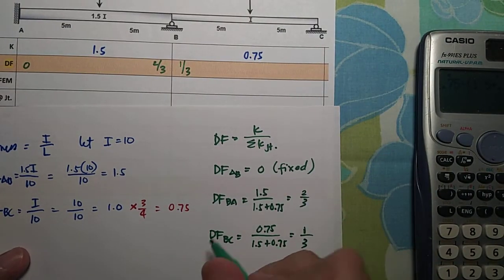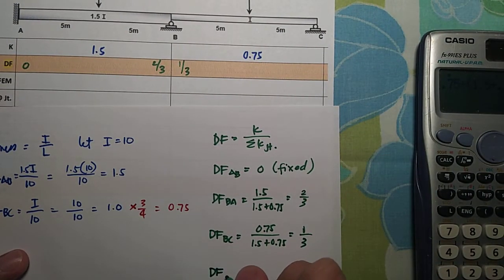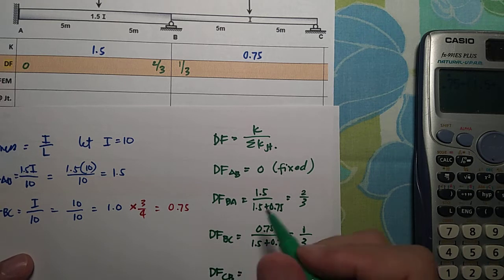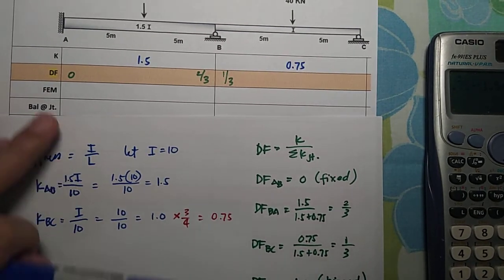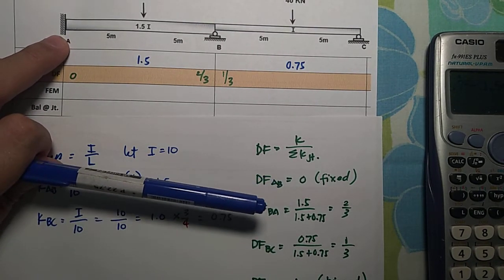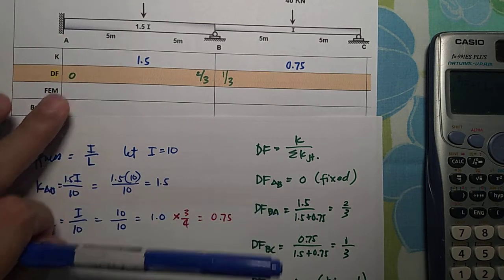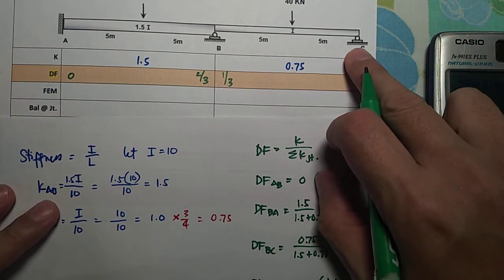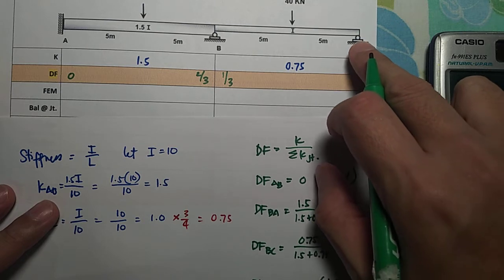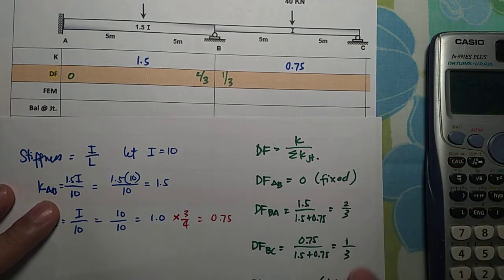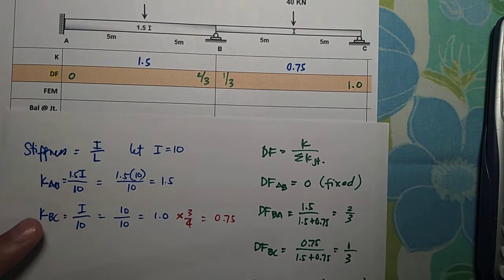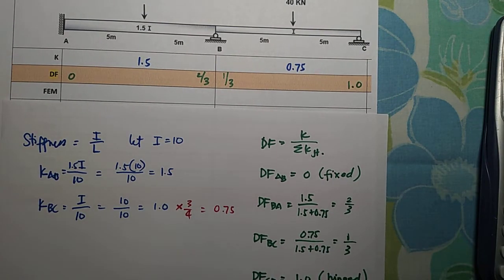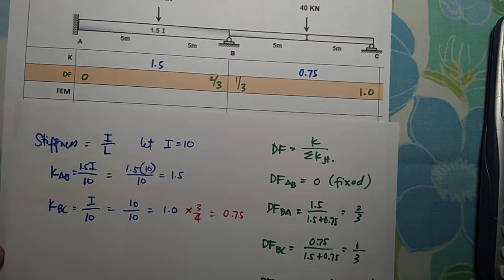Then here, the distribution factor for CB is equal to 1. Why? Because it's a hinge. So again, if the support is a fixed support, DF is 0. When the end of the beam is a roller or hinge, the distribution factor there is always 1. Okay. Next is the fixed end moment.